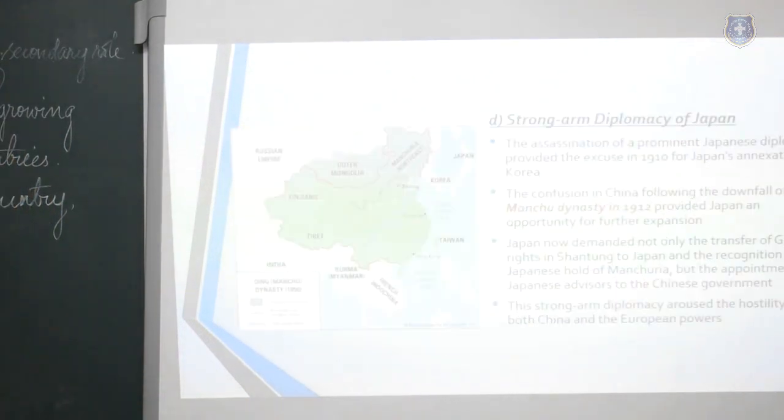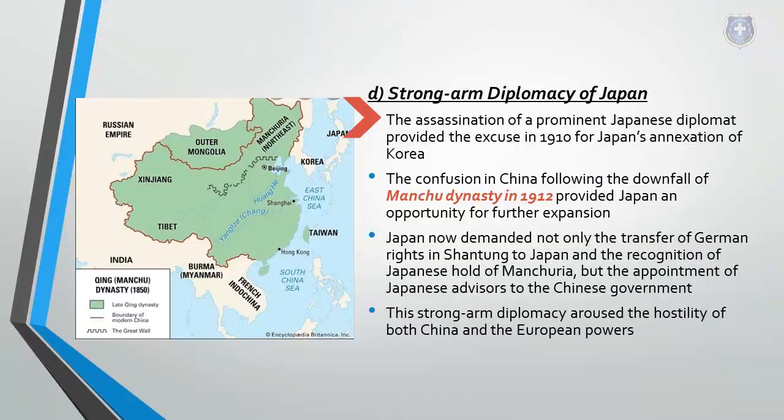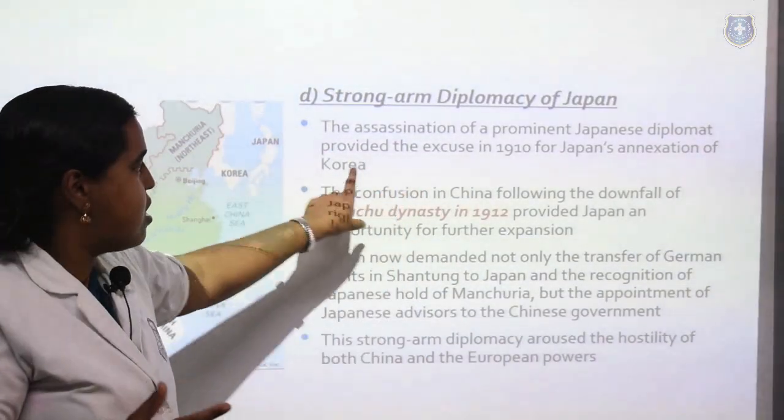The next thing is the strong arm diplomacy of Japan. Now see, the assassination of a prominent Japanese diplomat provided the excuse for Japan's annexation of Korea. Now Japan's next target is Korea.